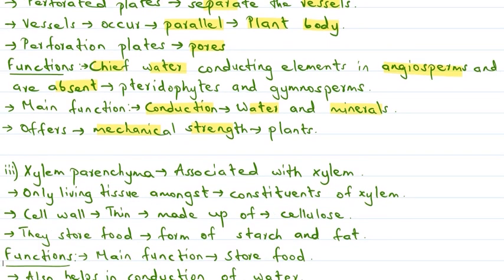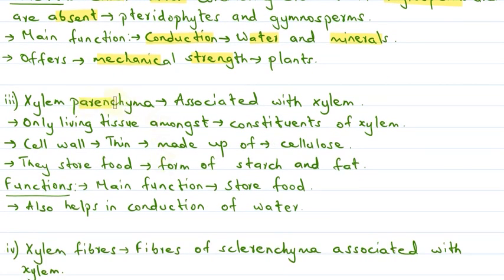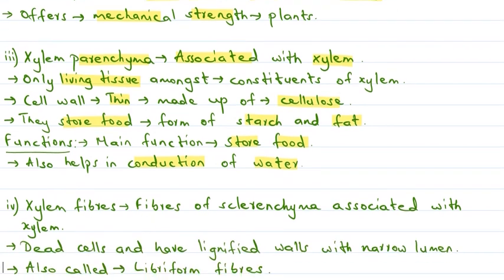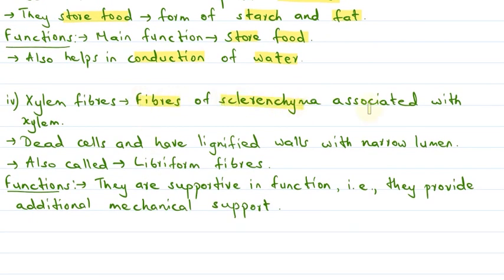Then we discussed about xylem parenchyma. So what are these xylem parenchyma? They are parenchyma cells that are associated with xylem. So this xylem parenchyma is the only living tissue amongst all other constituents of xylem tissue. So they have a thin cell wall that is made of cellulose, and they store food in the form of starch and fat, and the main function is to store food, and it also helps in the conduction of water. Then we talked about xylem fibers. So these are the fibers of sclerenchyma tissue that are associated with xylem. So they are dead cells and have lignified walls and narrow lumen. And these xylem fibers are also known as libriform fibers, and their main function is that they are supportive in function, and hence they provide the additional mechanical support that is required by the plants.